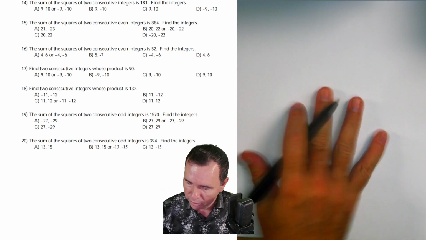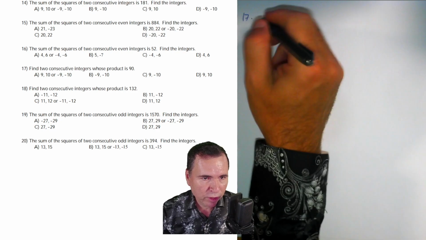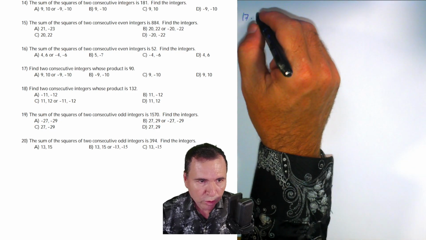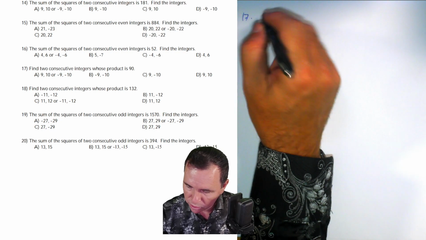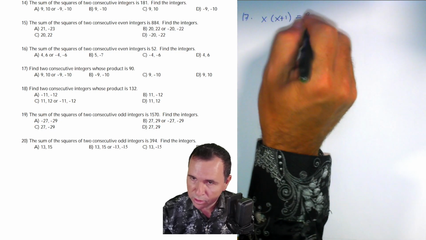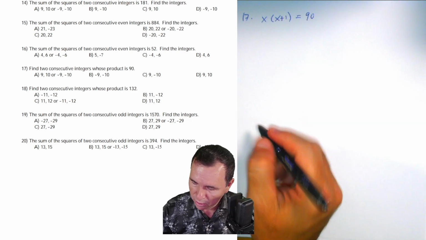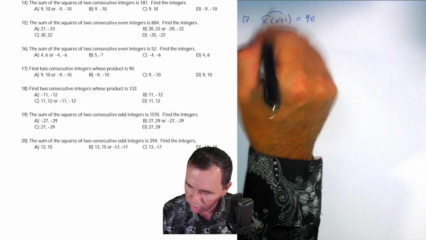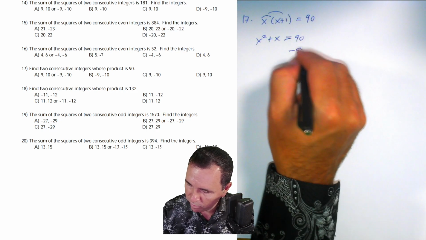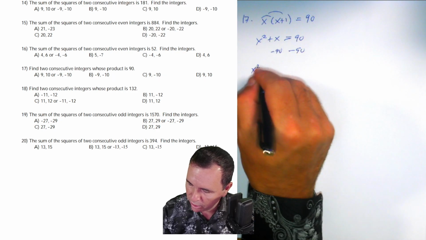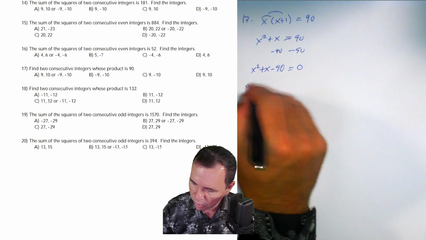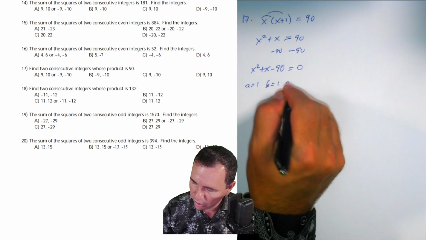Okay. 17 says, find two consecutive integers whose product is 90. So I have x and x plus 1, and this times that equals 90. So I'm going to distribute. I'm going to get x squared plus x equals 90. I'm going to subtract 90 from both sides. I get x squared plus x minus 90 equals 0. Then I'm going to let a equal 1, b equal 1, c equals negative 90.